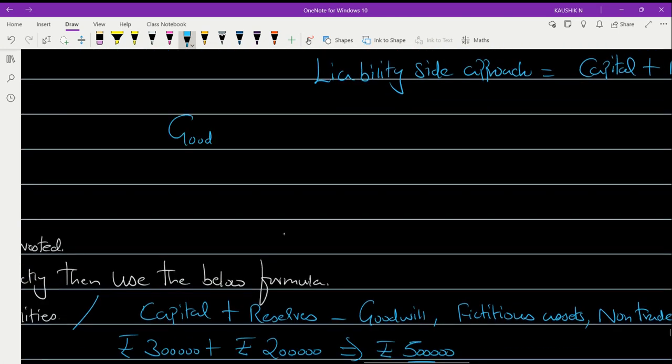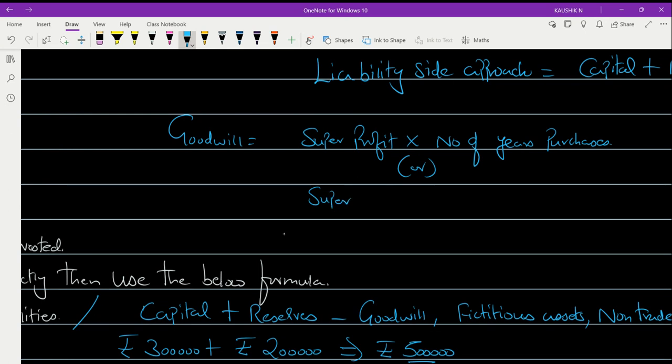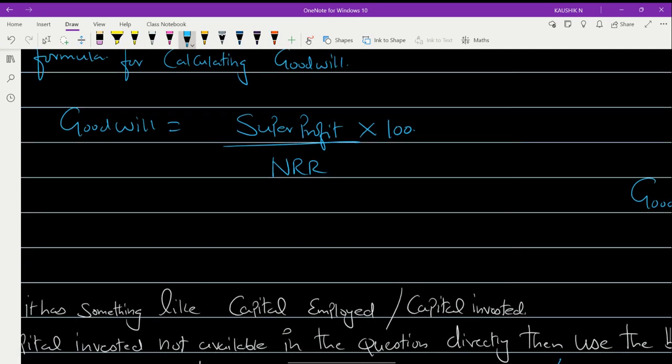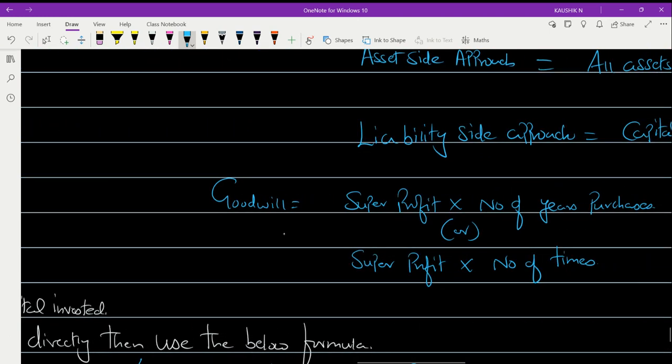Once you get the capital employed, finally you will be calculating the goodwill. So the goodwill formula over here was goodwill is equal to the amount of super profit into number of years purchases, if purchases is given in the question, or you will be using super profit into number of times if times is given in the question. So once you get the super profit, only then you go for the goodwill calculation.